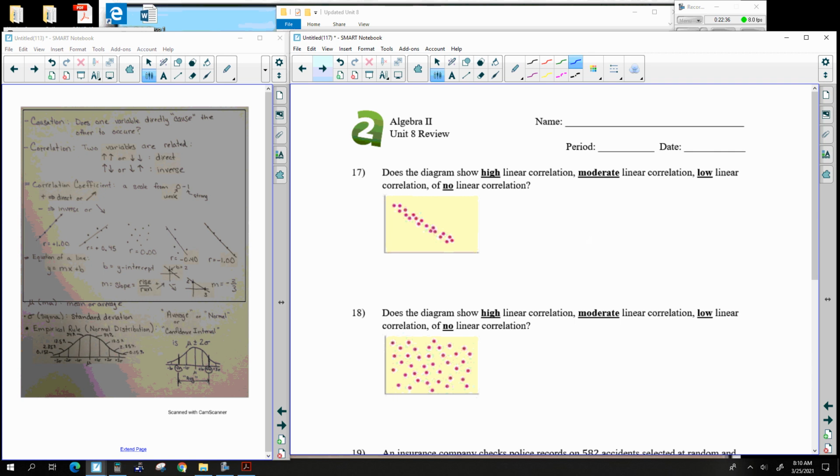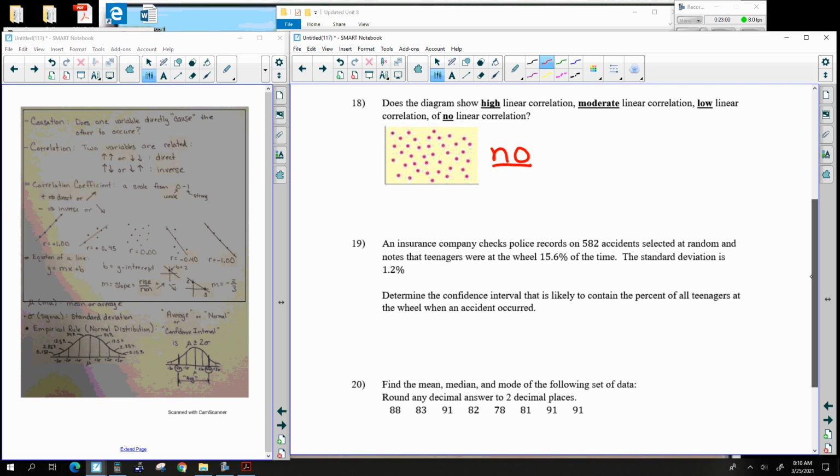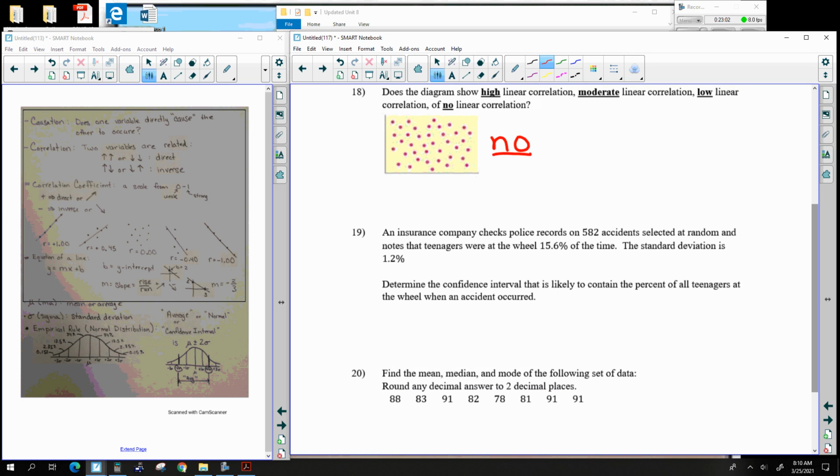This should be the last page. Okay, those dots are crazy close to the line, so that's really high. It doesn't matter if it goes uphill or downhill. Okay, that would determine the positivity or negativity. But those dots are really, really close. So that'd be really, really high. Here, I can't even come close to drawing a line, so that has no linear correlation. Those dots are just crazy all over the place.